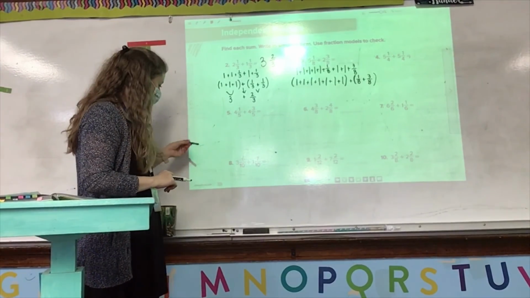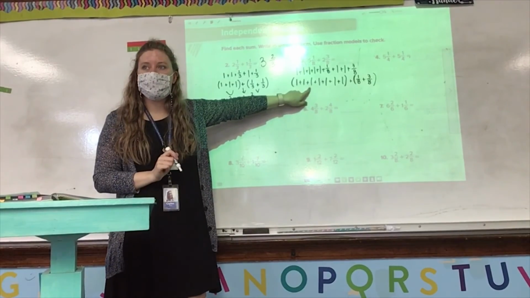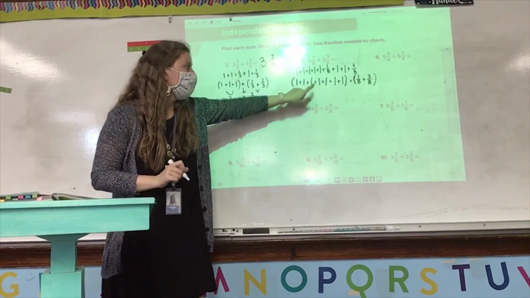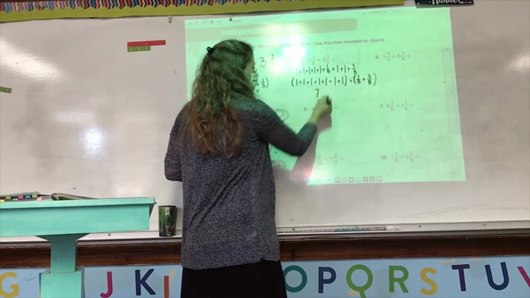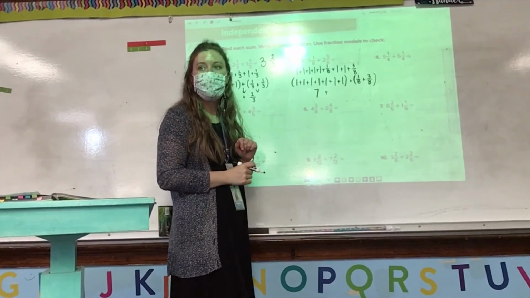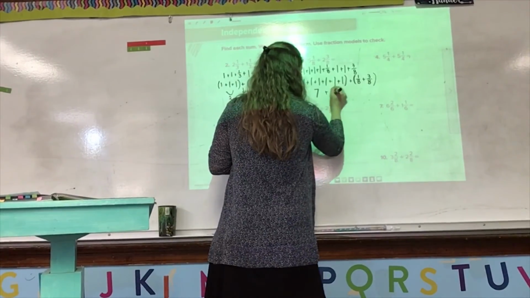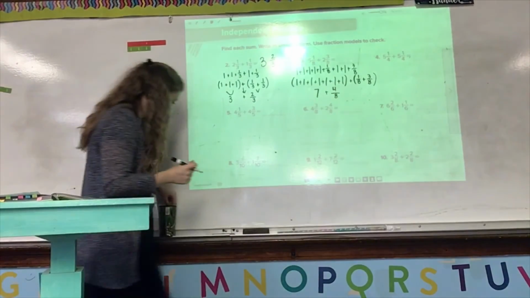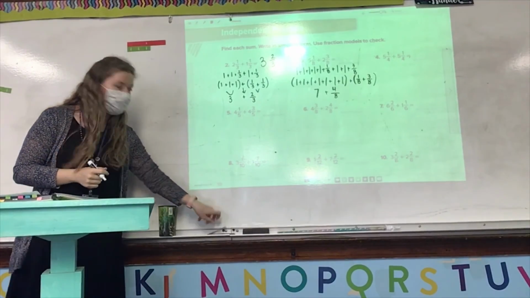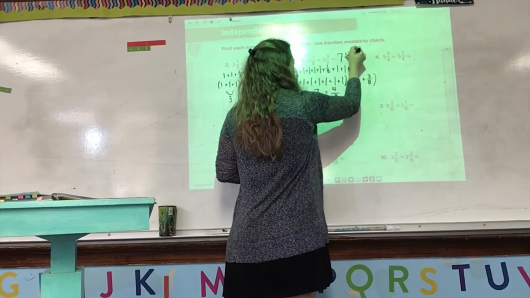Okay, now let's add each group. Victoria, what is the sum of this first group? 7. Plus, what's the sum of our second group? 4/8. 7 plus 4/8 is what, Lena? 7 and 4/8.